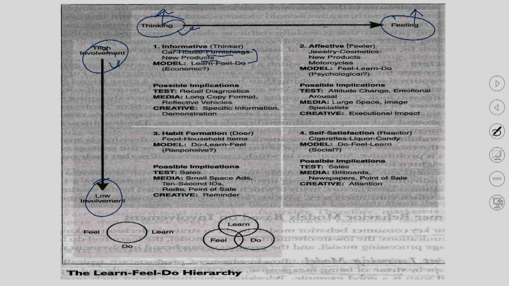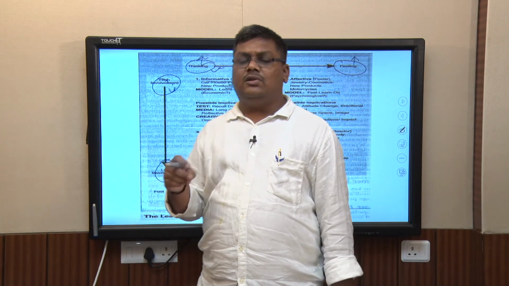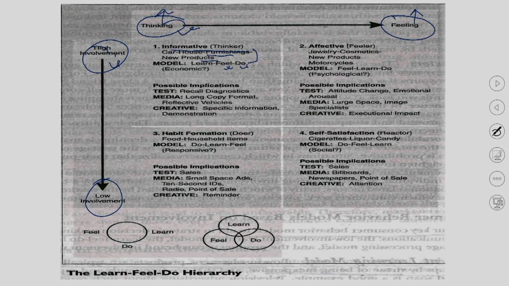The model here is learn, feel, do. Learn something about a particular product, get more information, since it is high thinking and high involvement. So, first get information, then feel positive about it, and then do the act of buying, and this is more of an economic model. Possible implications are test, recall, diagnostics; media is long copy format, this is how you use it, and the creative here is specific information. So, have a look at this model, study this model.